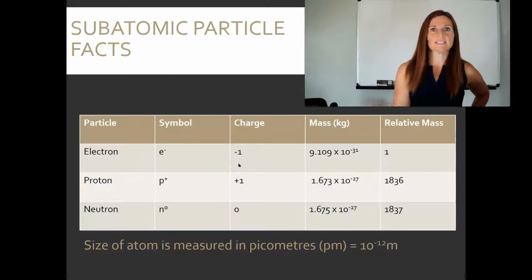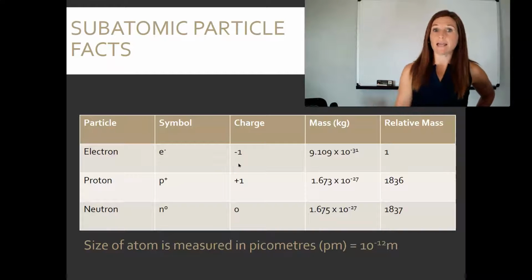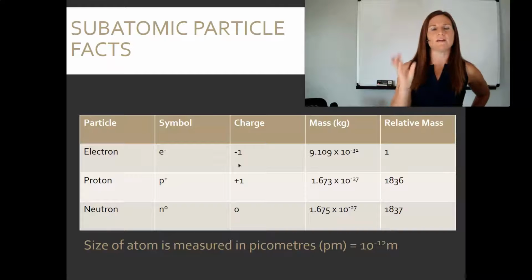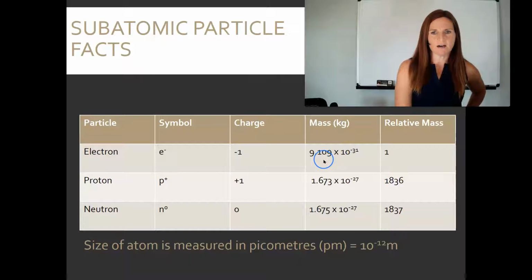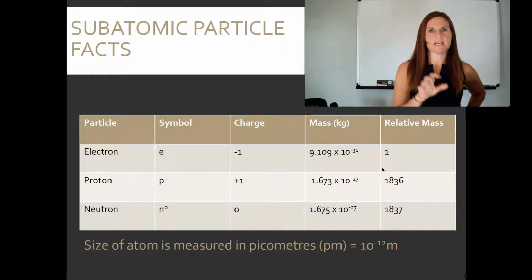That's important on the test. You don't want to just say an electron is negative. You want to say it's -1. We want to give that quantitative value. Its mass, which is here, you're not going to need to be able to recite. Relatively, its mass is a single 1. Okay, its relative mass is a single 1.